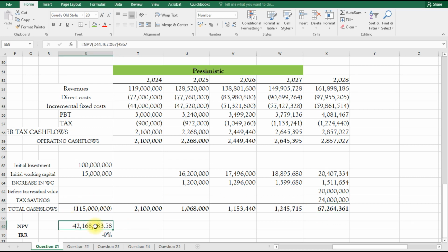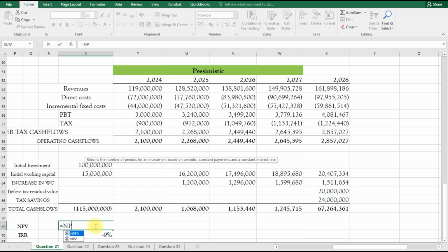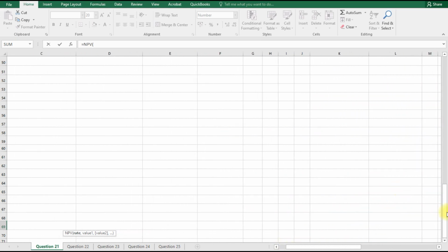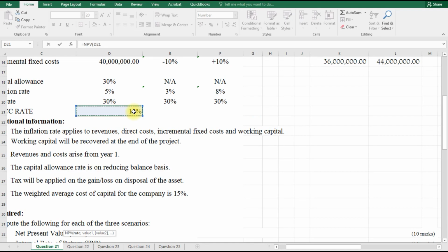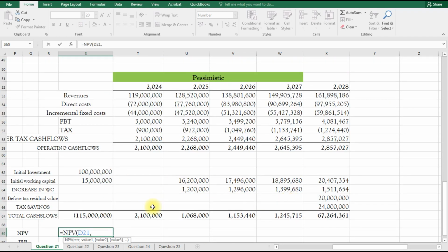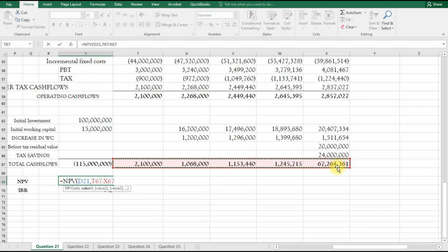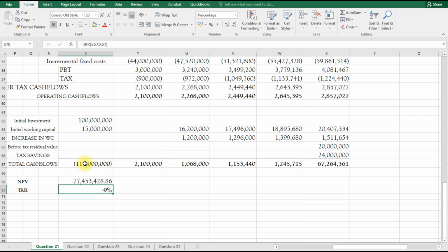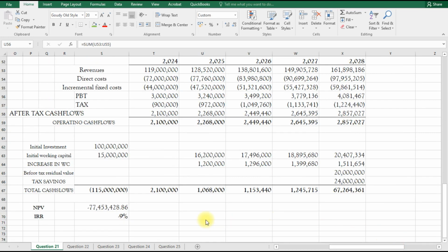Okay, so we need to calculate our NPV in this case. I think it has captured everything. So I shall start with our rate, which was 15%, put a comma, come back and pick your values from here till the end, close the bracket, and you add the initial outlay, and you enter. So that you have a negative 77. Yeah, so that's how you're getting our NPV as negative.